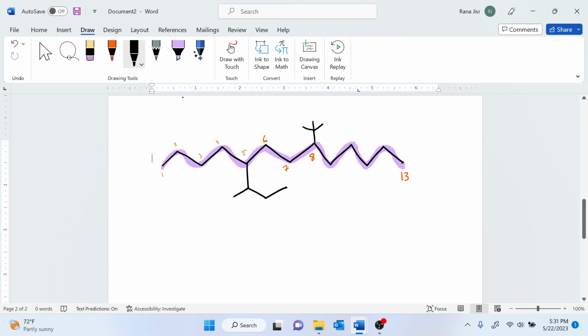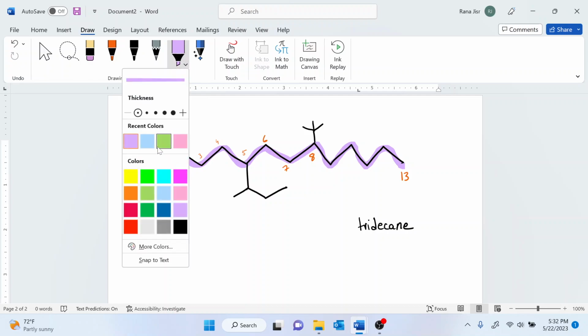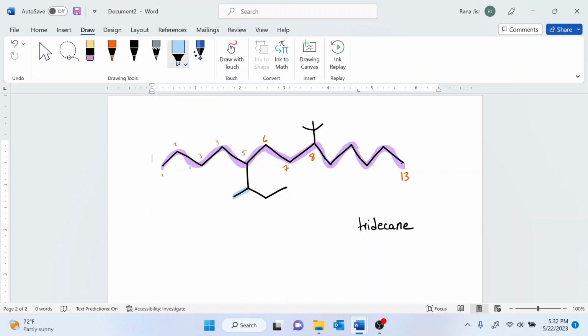So the ending is going to be tridecane. Put the ending at the end. And now for the substituents. The substituents that we have are the secondary butyl, this is the common way to name it, and the tertiary butyl. So this one is the tertiary butyl, and this one is the secondary butyl.